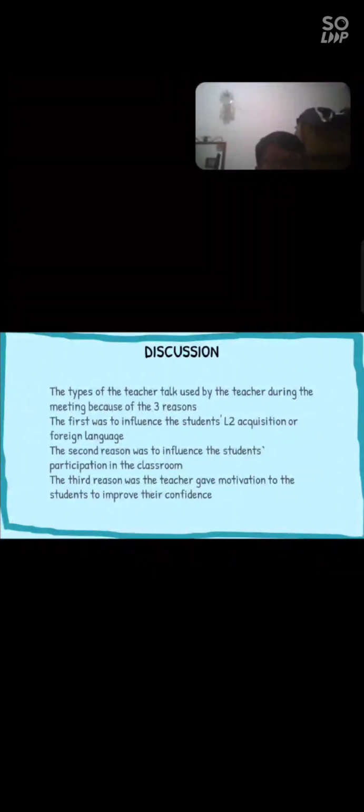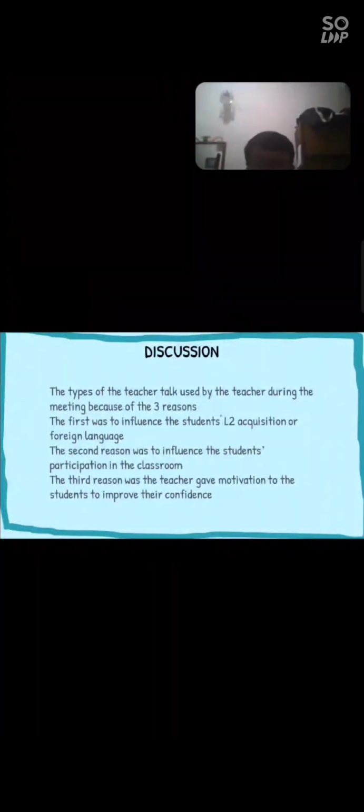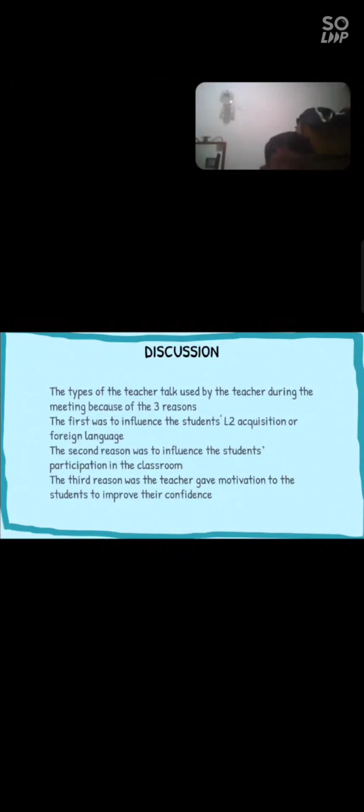The second reason was to influence the students' participation in the classroom. Teacher doesn't want students to be passive participants. Teacher wants to make the students active participants. So teacher always makes interaction, like asking the students or making a suggestion to the students, so that students make a response, so the students will be active participants. Teacher gives the question and students give the answer, it would make good interaction.